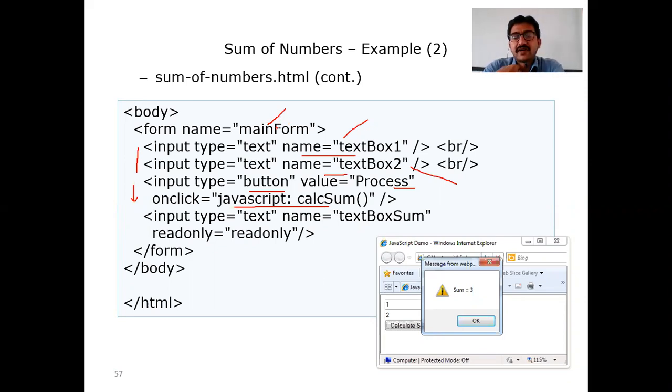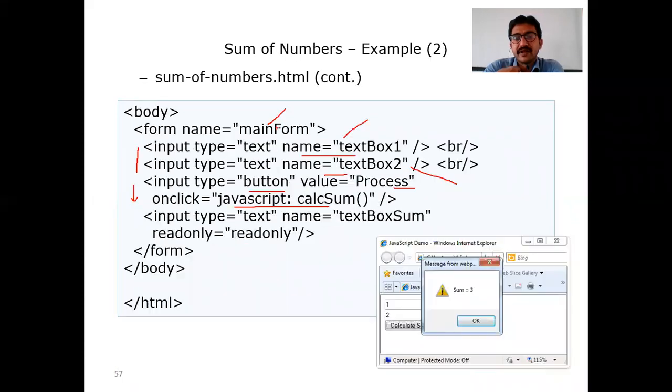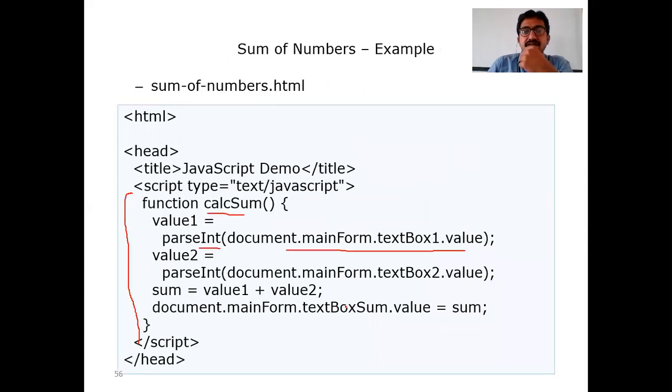If you observe carefully, document means the HTML, the name of the form is mainform, then textbox1, then its value. So here the value will be there. Here you are entering in this HTML, that is 1. This is text box 1, this is text box 2, right? So from there it is accessing. So document.mainform.textbox1.value will be read, converted into an integer and stored in val1. Similarly we are getting text box 2.